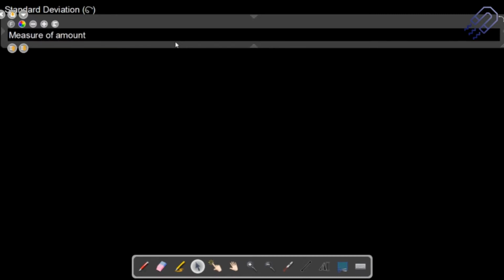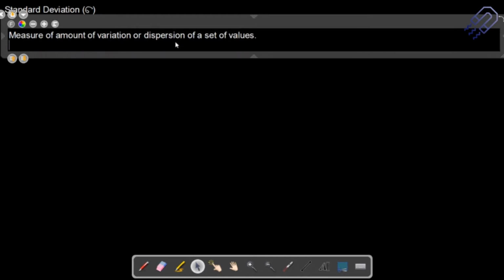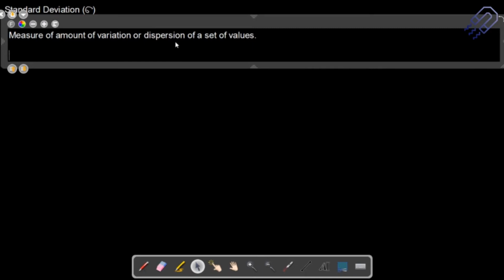We're just going to do it fast, and revise the formula or the relations that we actually need to solve it. We're also going to look into one or two problems, and then move ahead. So it basically is a measure of the amount of variation or dispersion of a set of values. If you are considering a set of values, let's say 1, 2, 3, 4, 5, 6, 7, 8, 9, 10, then how much it deviates from each other is what we call the standard deviation.